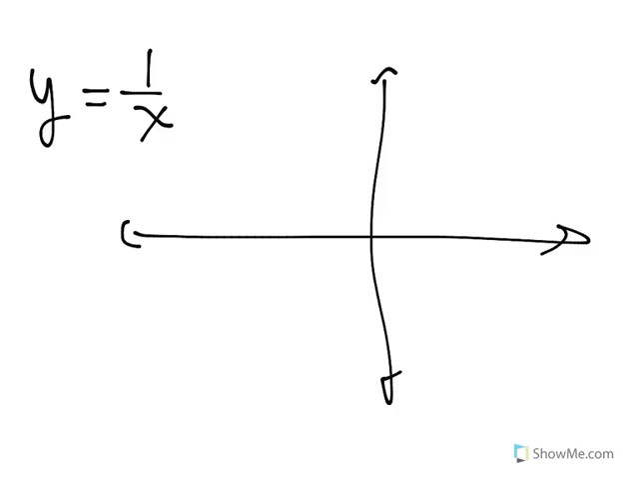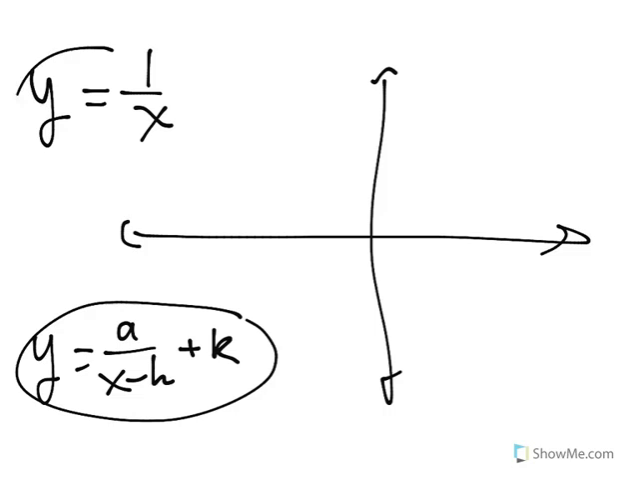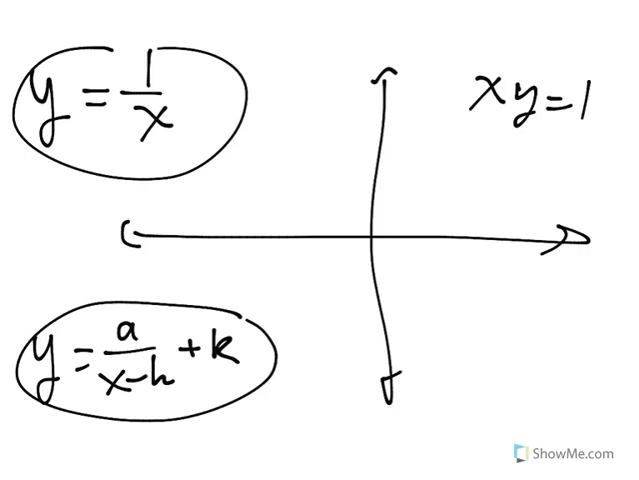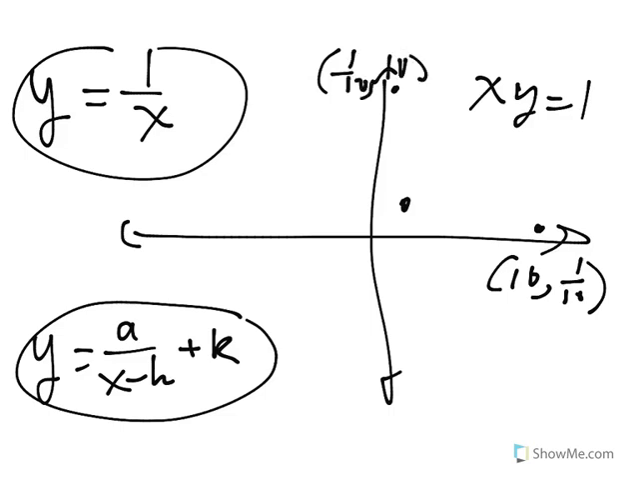The next type of graphs we'll look at are graphs of the form y equals a over x minus h, plus k. Simplest of them is y equals 1 over x. If you multiply both sides by x, you get xy equals 1. xy equals 1 has, for instance, (1, 1) as one of the ordered pairs. But as x gets bigger, like 10, you would need 1/10 for y to make it a product of 1. And when x is close to 0, like 1/10, y would have to be 10.